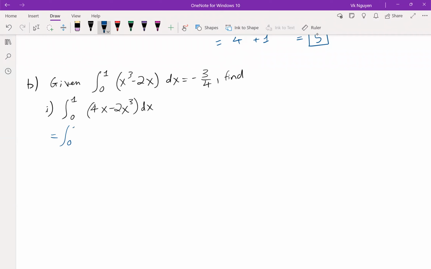So that is the 0 to 1, and then we want the form to be the same, so I'm going to factor out the negative 2. So factor negative 2, and this can be written as x to the 3 minus 2x dx. So now using a property of integrals, I'm going to take the negative 2 outside. 0 to 1 x to the 3 minus 2x dx, and ta-da, we have negative 2 multiplied by negative 3 over 4. That gives us 3 over 2.